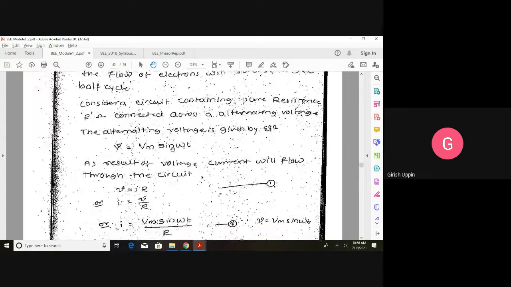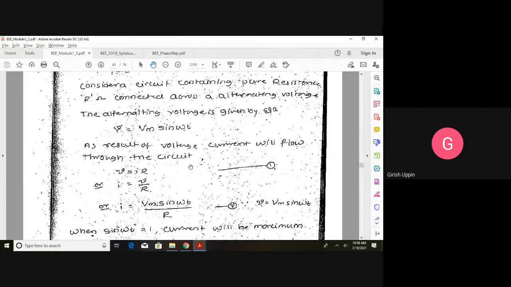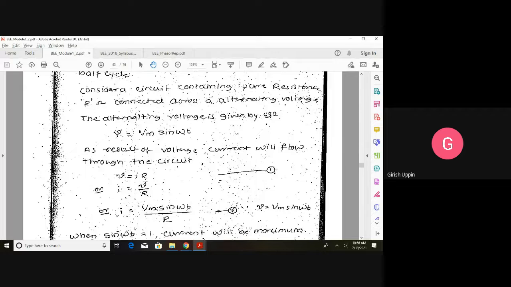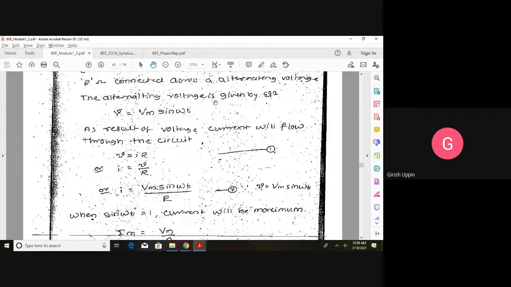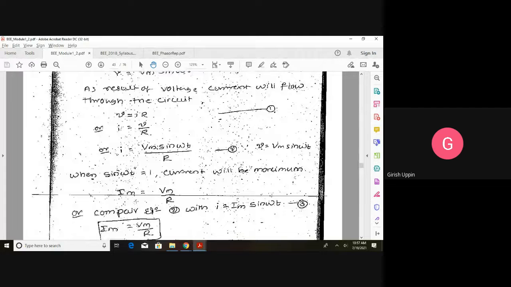Now, what is the voltage applied? V is equal to Vm sin omega t, and similar to Ohm's law, V is equal to IR. We can write it in terms of the instantaneous values: lowercase v is equal to lowercase i into R, or i is equal to v divided by R. And what is this v? We know that the applied voltage v is Vm sin omega t. Therefore, i is equal to Vm sin omega t divided by R, or I can write it as i is equal to Vm by R into sin omega t.